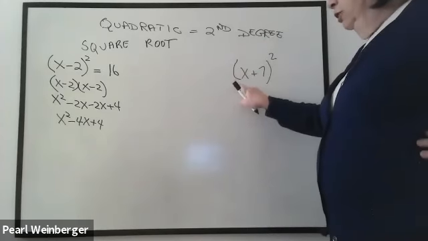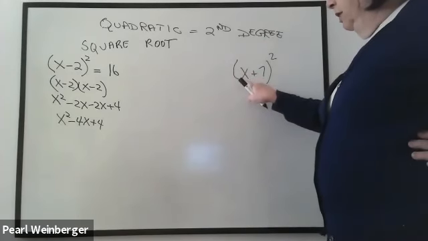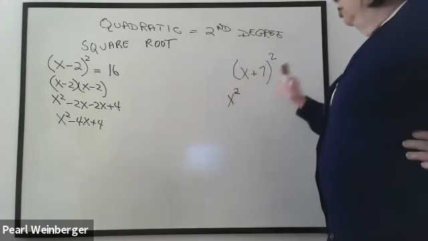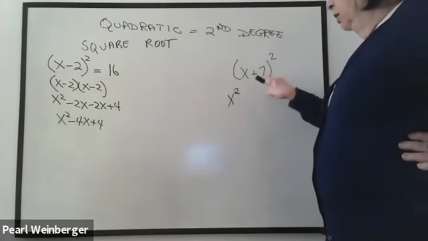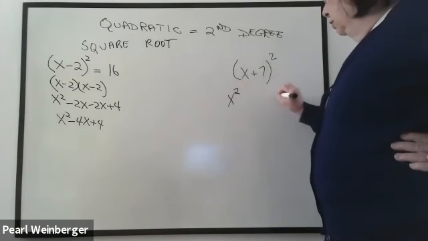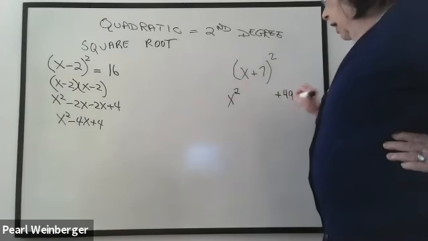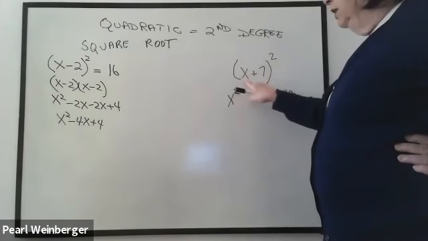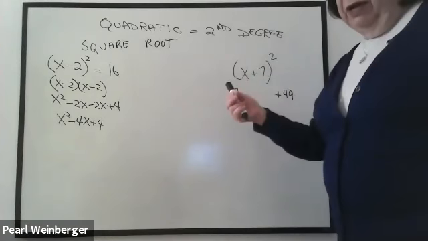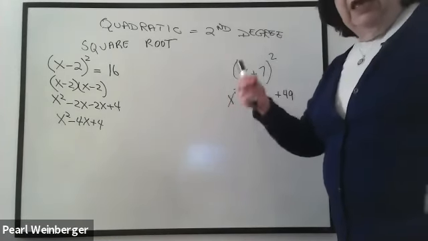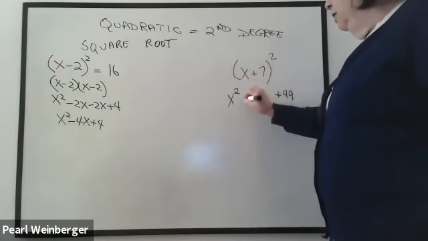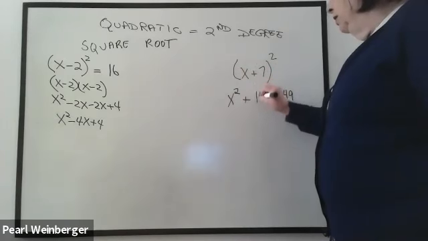There are going to be 3 terms. The first term is going to be the x times the x, which is the x squared. The last term, the third term, is going to be the 7 times the 7, which is plus 49. And how do I get the middle term? I take these two terms, the x and the 7, and multiply them. So that's 7x. And double it. Double the two terms together. That'll give me 14x.